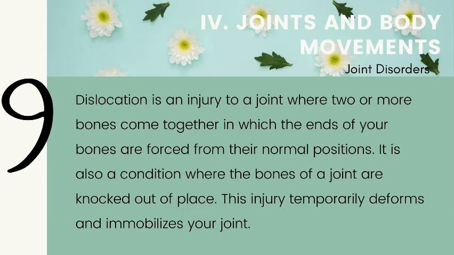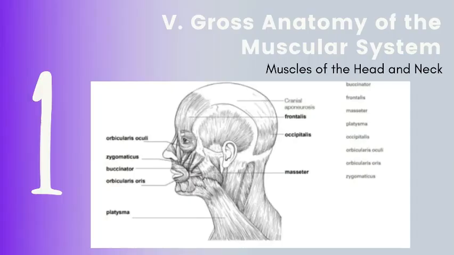For the number 9, define dislocation. So dislocation is an injury to a joint where two or more bones come together, in which the ends of your bones are forced from their normal positions. It is also a condition where the bones of a joint are knocked out of place. This injury temporarily deforms and immobilizes your joint.